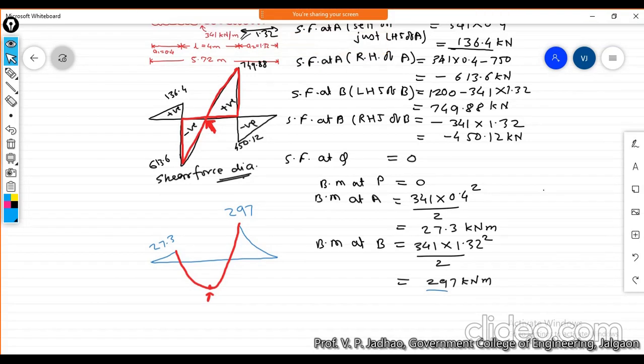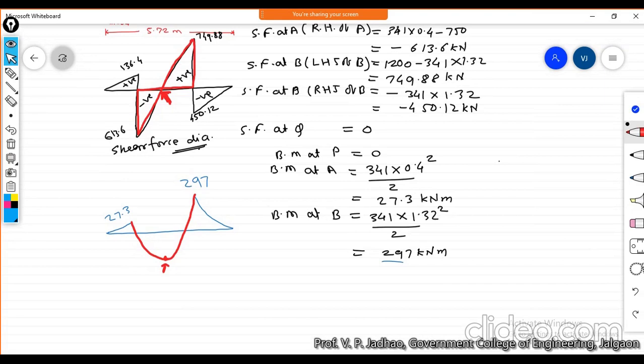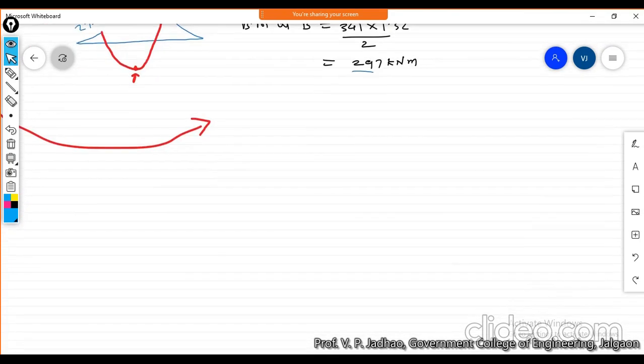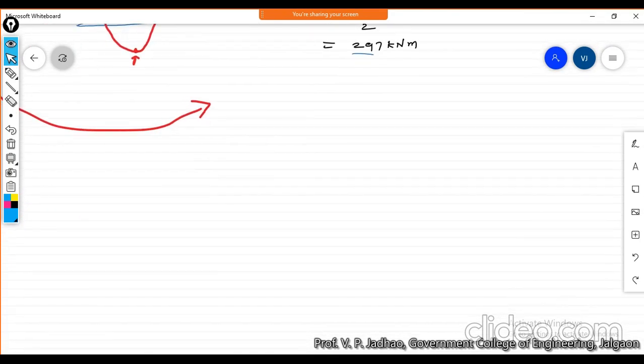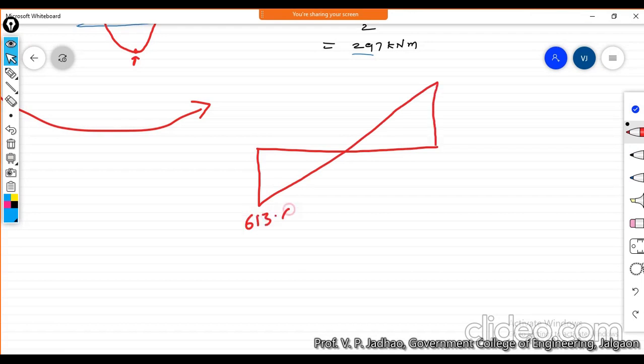Okay, I'll draw this particular triangle here. So these two triangles will be something like this. This is 613.6, and this is 749.88 kilonewton shear force. This is positive shear force and this is negative shear force.